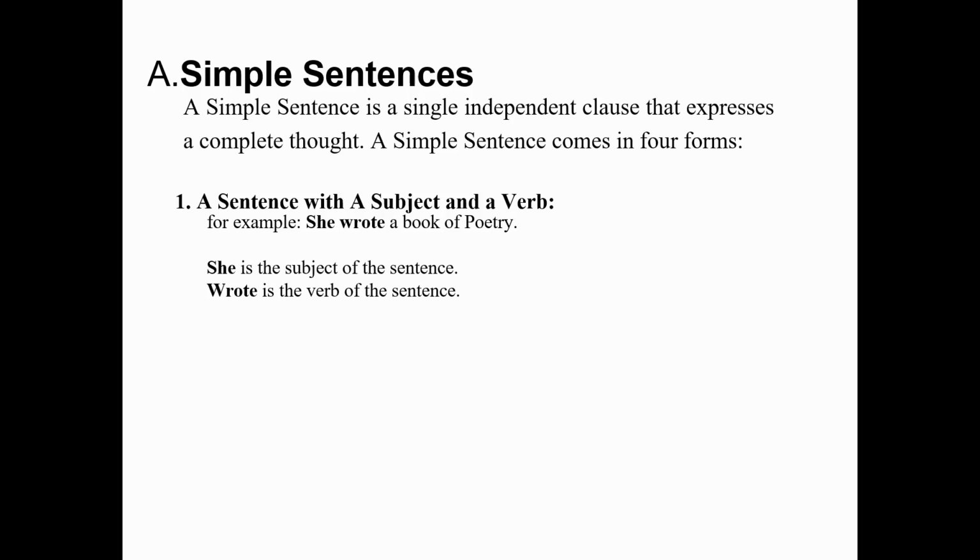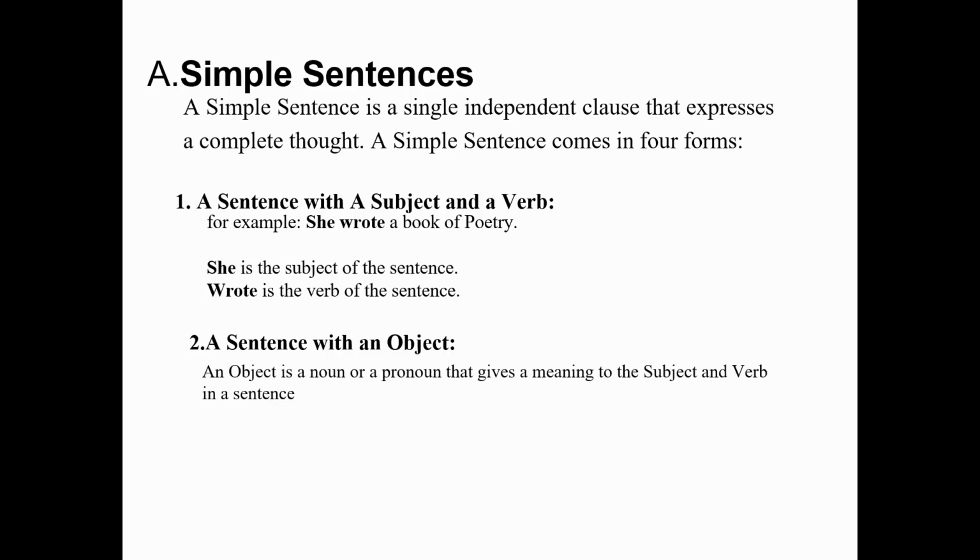The second form is a sentence with an object. First of all, we have to know what is an object. An object is a noun or a pronoun that gives meaning to the subject and verb in a sentence. For example, each person feels pain in his own way. Pain here is the object of the sentence. What does each person feel? Pain.